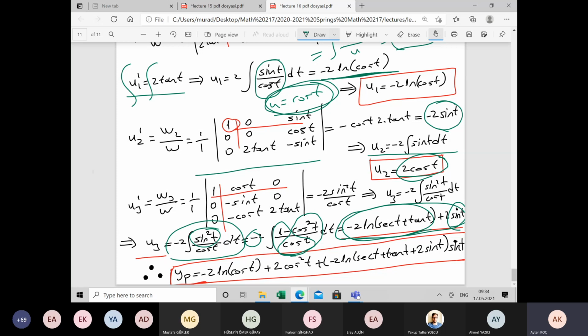So we obtain the particular solution: u1 times y sub 1, where y sub 1 is 1, u1 is this one, plus u2 times cosine t, where u2 is 2 cosine t, times cosine t, we obtain cosine squared t, and this one is u3 times y sub 3, sine t, this one. So we obtain the particular solution.